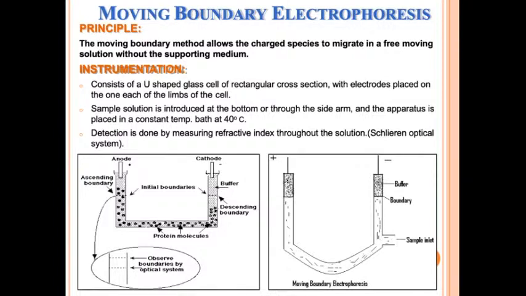Then moving boundary electrophoresis, it's the second type now. Moving boundary electrophoresis allows the charged species to migrate in free moving solutions without a supporting medium. In instrumentation, we use U-shaped glass cells of rectangular cross section, with an electrode placed on each limb of the cell. Sample solution is introduced at the bottom or through the side arms, either from the bottom sample inlet or from the top. The apparatus is placed at a constant temperature of around 40 degrees Celsius, and detection is done by refractive index of the solution. By refractive index you can observe how much your differentiation is happening.